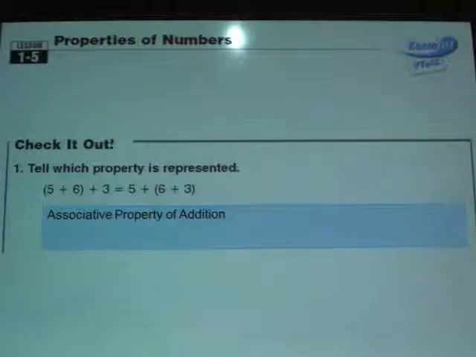Well, what you see here is parentheses being moved. And a big chunk of parentheses being moved there is always indicative of the associative property. So indeed, this is the associative property of addition. Again, the associative property says I can group numbers together in a different way, but still get the same result.